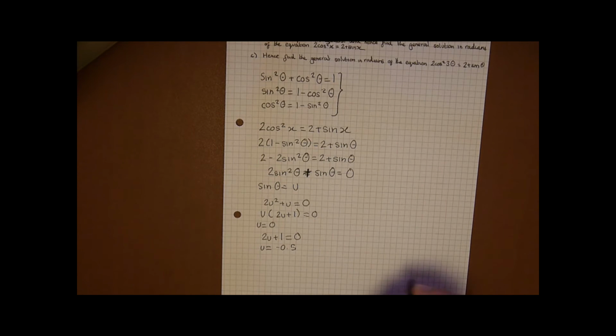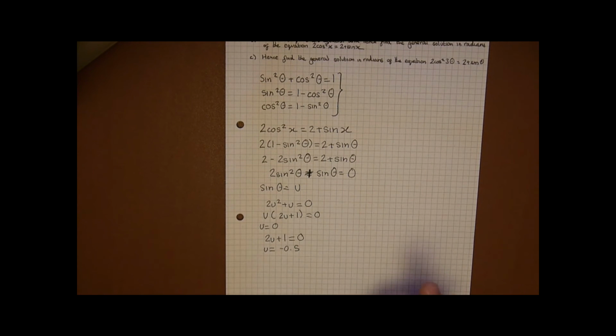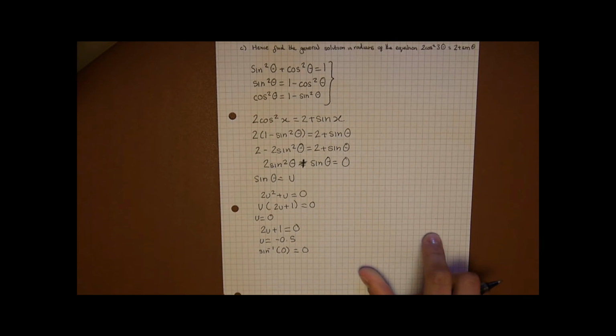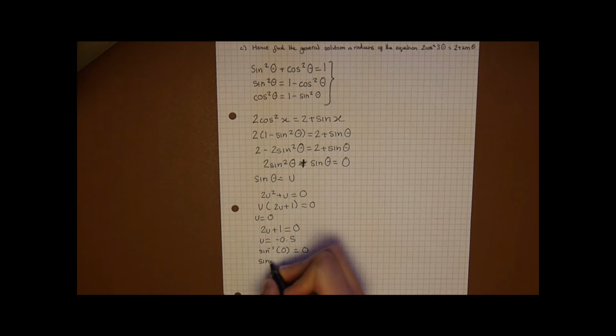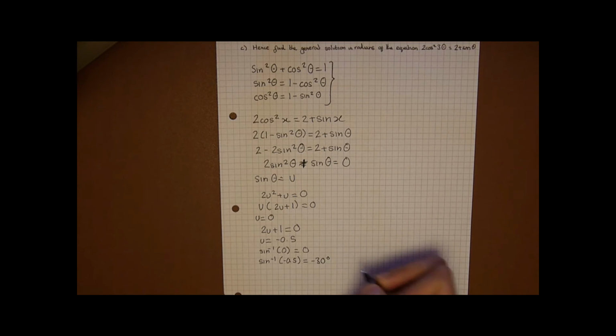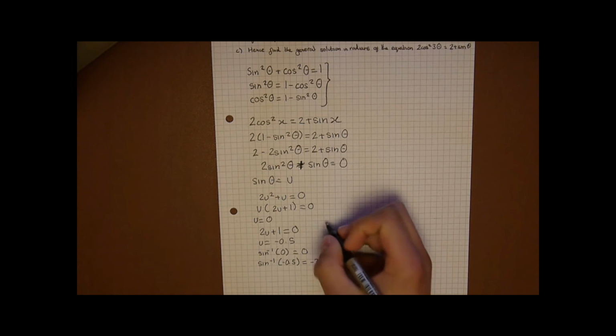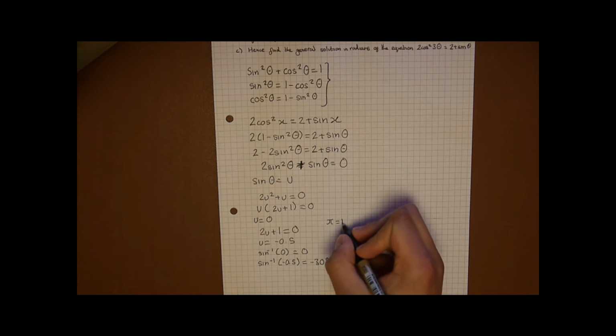In order to solve this in terms of radians, first of all we need to do an inverse sine of both answers. So we're going to do sine to the minus 1 of 0, which equals 0, as you'd probably expect. And then we've got sine to the minus 1 of minus 0.5, which equals minus 30 degrees. Minus 30 degrees is not an acceptable answer in this question because it says hence find the general solution in radians. Radians are denoted by the Greek letter pi, and pi is equivalent to 180 degrees.